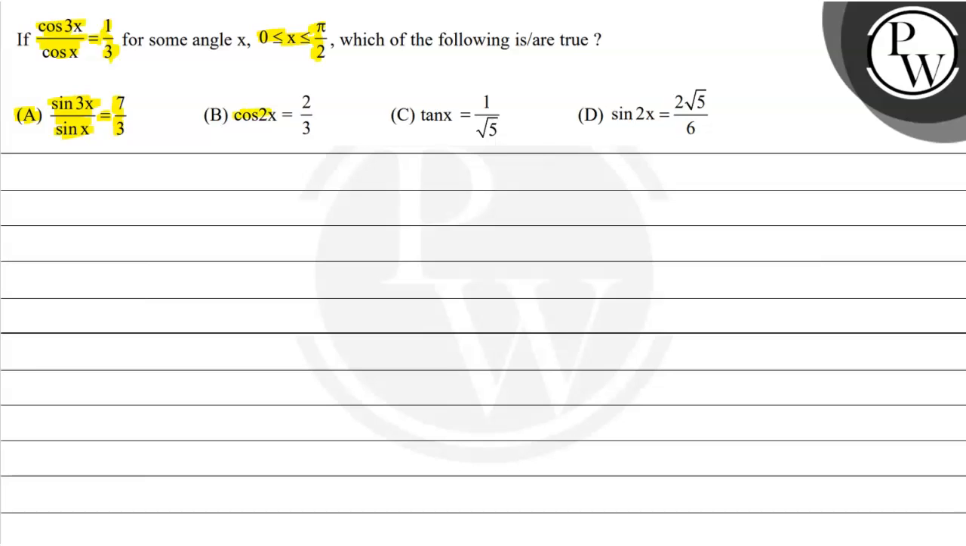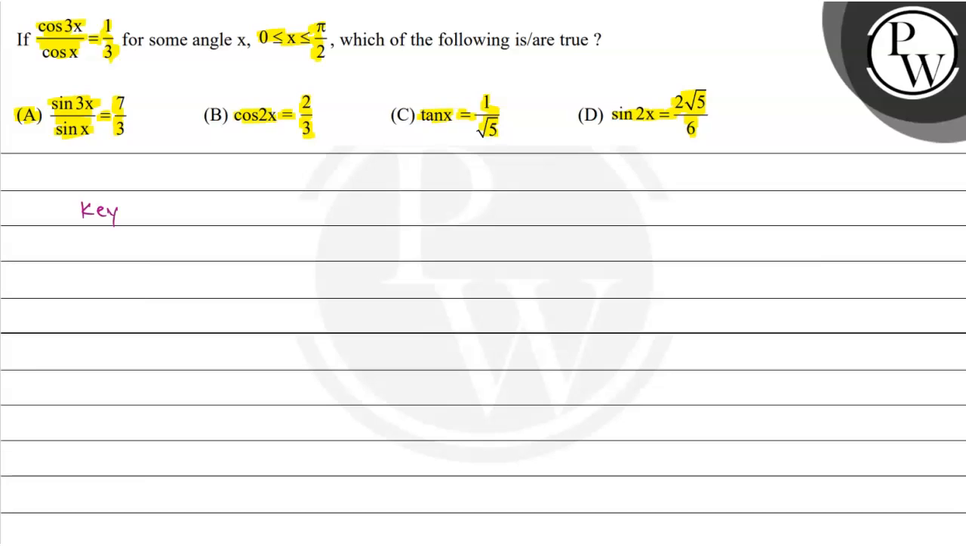The second option is cos of 2x is equal to 2 upon 3. Third option is tan of x is equal to 1 upon under root 5. And the fourth option is sine of 2x is equal to 2 under root 5 upon 6. So before starting the problem, we'll be listing the key concepts that we'll be using in this problem.